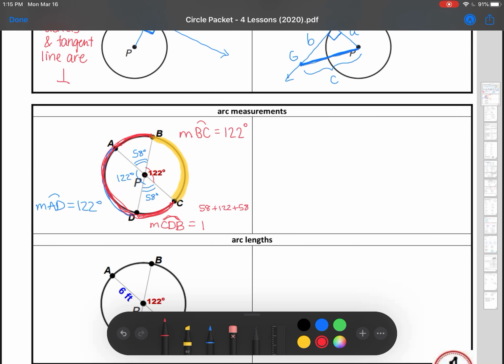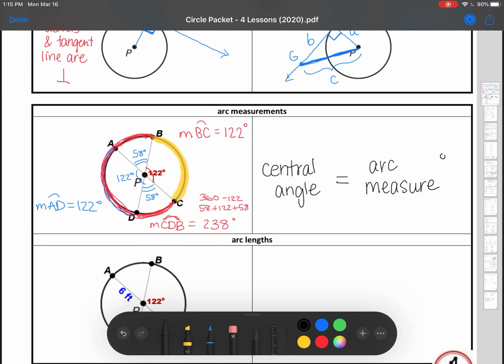Is this, oh, no. 238, does that sound right? I think so. Or another way you could check is, isn't that the entire circle except for the 122 over here? So we could think that would be the entire circle minus the 122. Would that be 238? I think so. So the main takeaway here is that the central angle is equal to the arc measure. An arc measure is measured in degrees, just like central angle is measured in degrees.